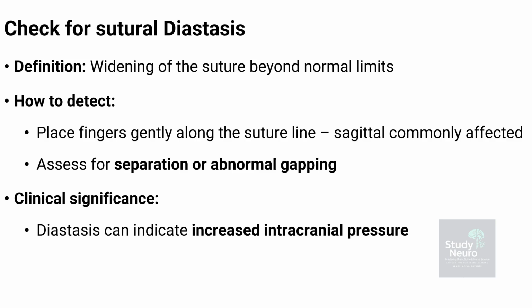Assessment of the cranial sutures is an important part of the head examination in congenital hydrocephalus. Sutural diastasis refers to abnormal widening of the cranial sutures beyond normal limits, most commonly affecting the sagittal suture. To assess this, gently place your fingertips along the course of each suture, feeling carefully for separation or abnormal gapping between the skull bones. In a normal infant, sutures are palpable but not widely separated.